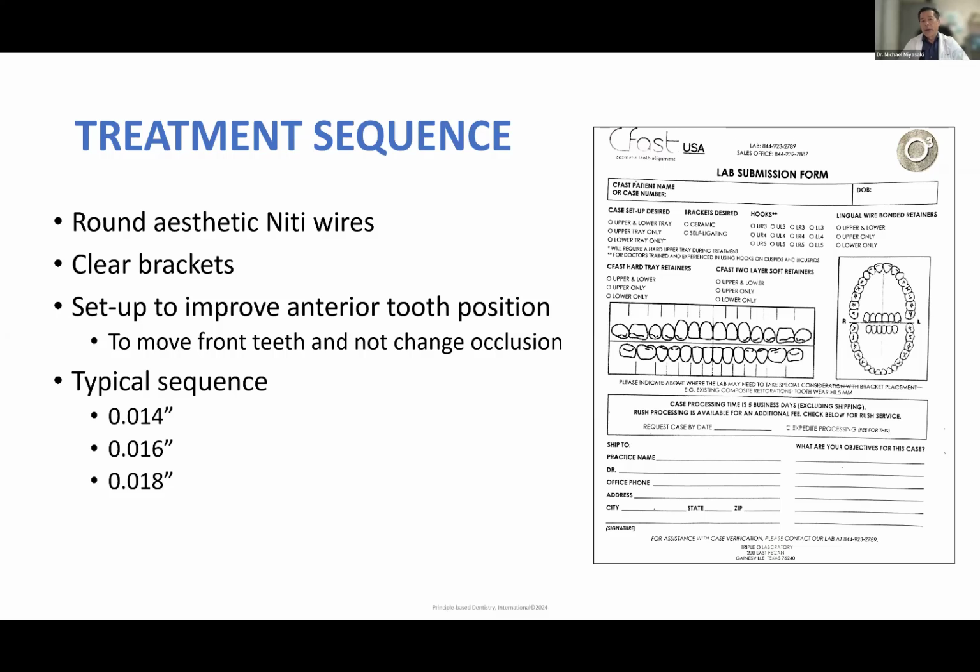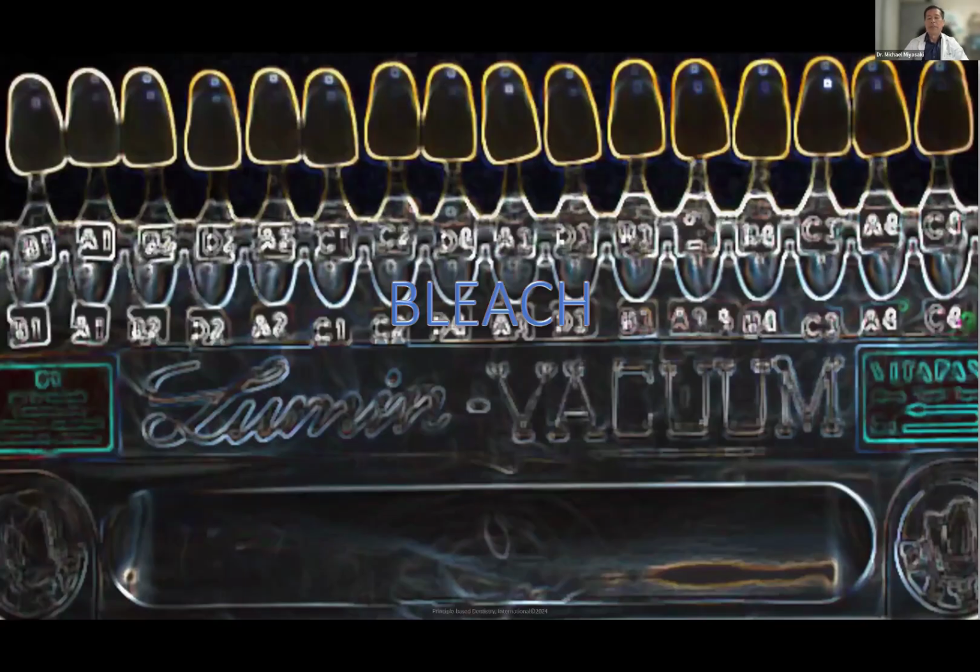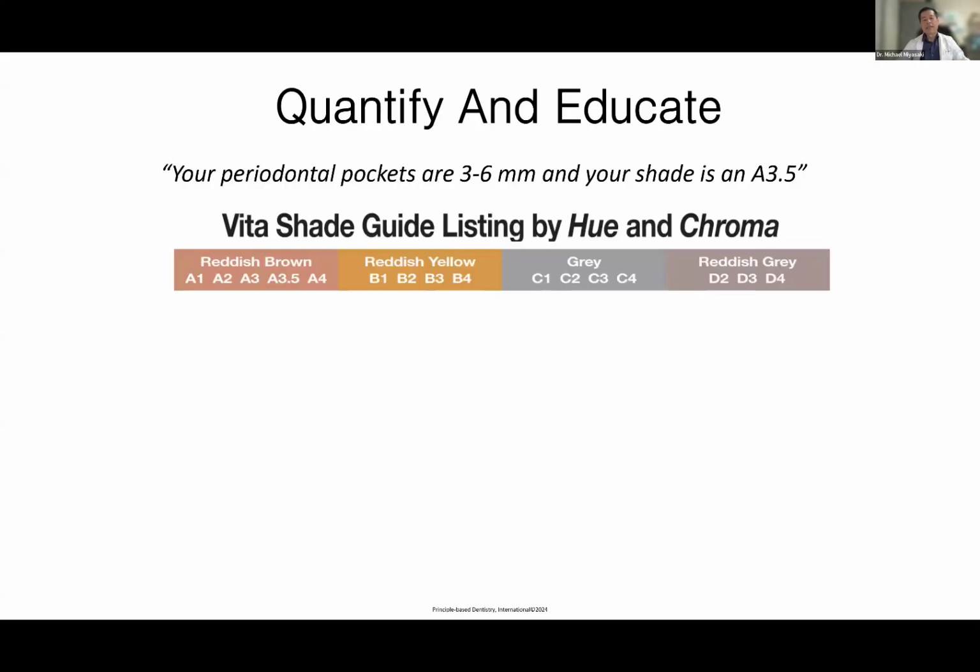And because it's a round wire, it doesn't engage the brackets, so we don't have to worry about torquing the teeth out. We're just straightening them out. And just from an aesthetic point of view, it makes my treatment much, much easier. All right, so that's the A. Now we're going to get into the B.